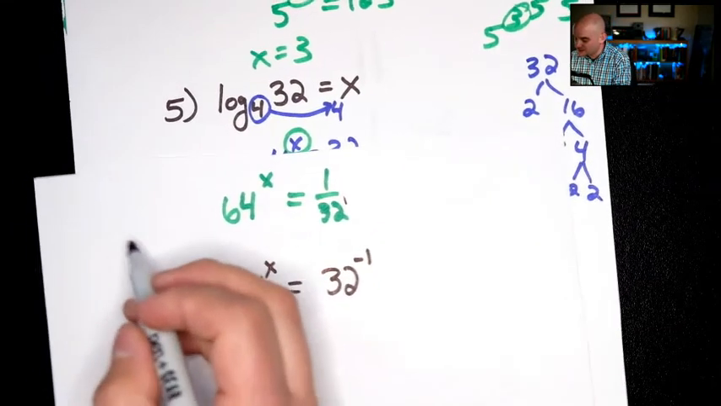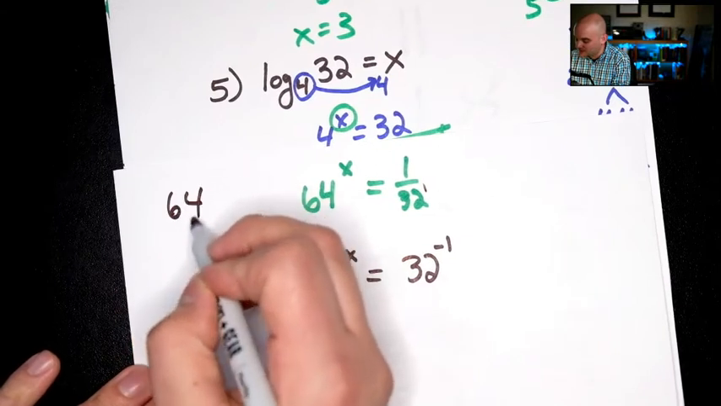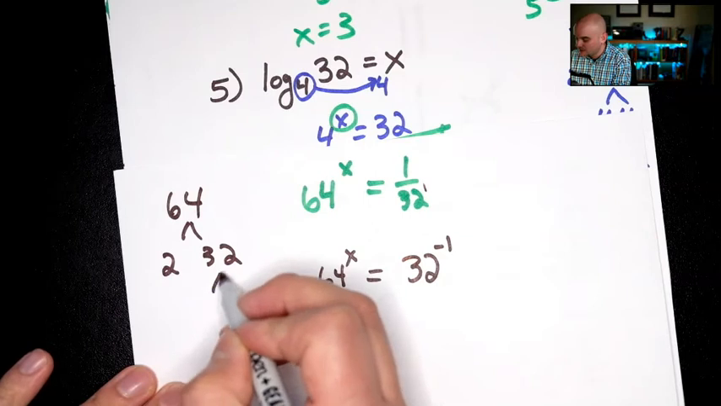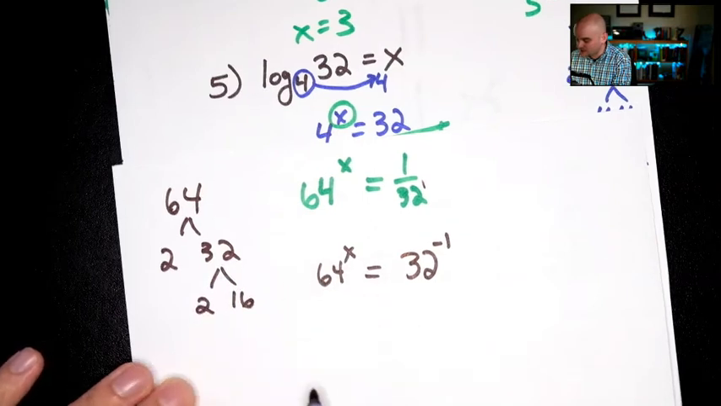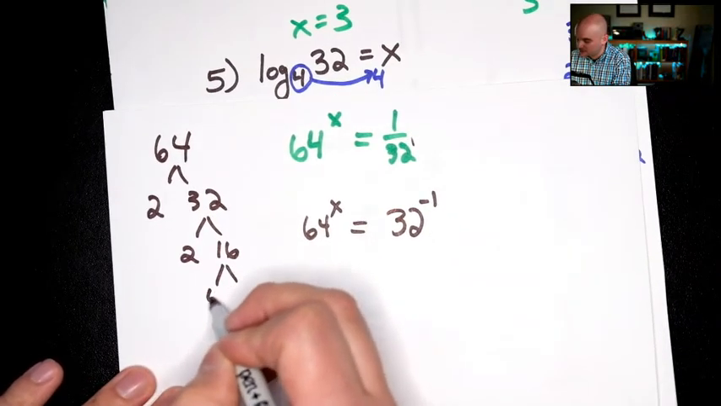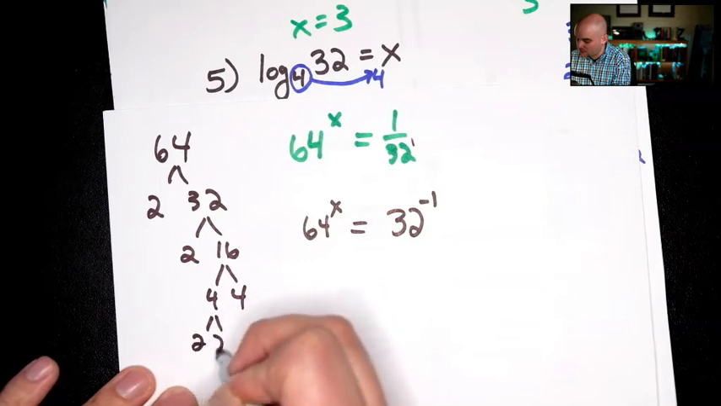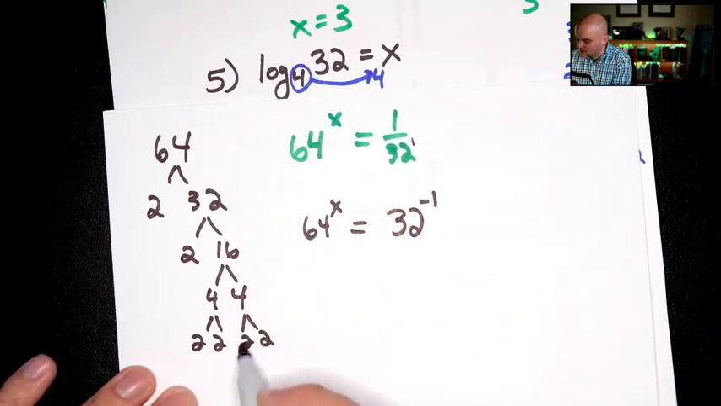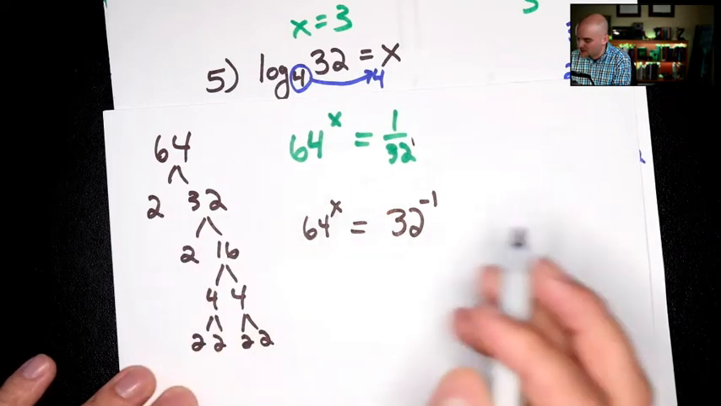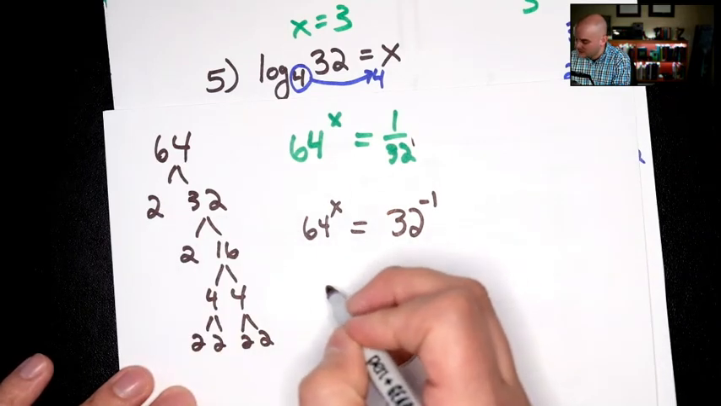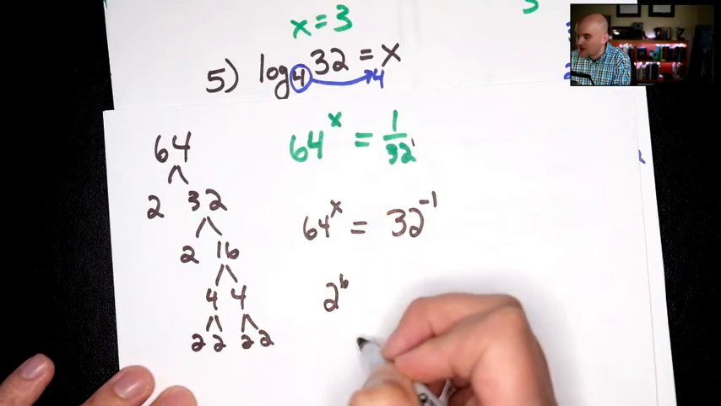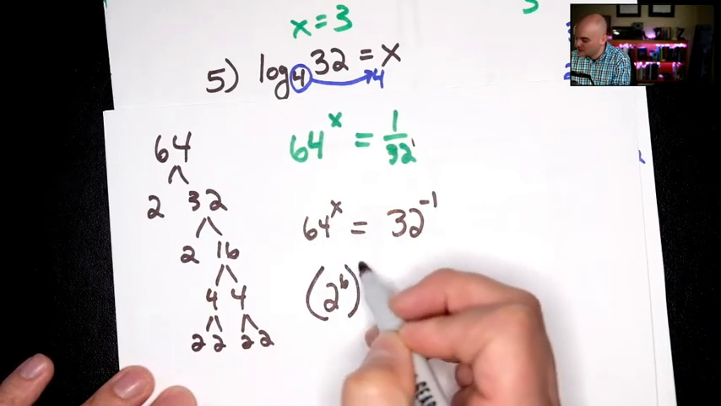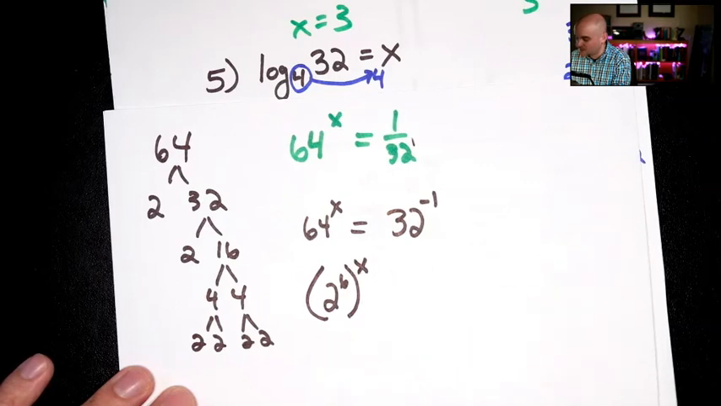I'm going to take 64 and off to the side, just factor that out. That's the same thing as 2 times 32. 32 is the same thing as 2 times 16. 16 is 4 times 4, and then each 4 breaks down into 2 as well. That is, how many 2's? 1, 2, 3, 4, 5, 6 2's. So I've got 2 to the 6th power here. That's the same thing as 64. And I'm going to raise it all to the x power.